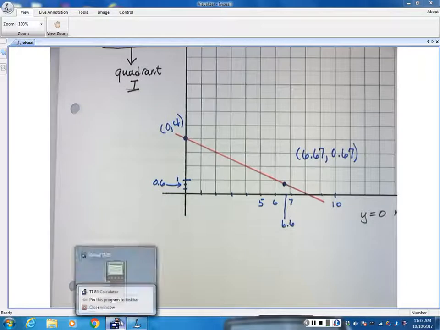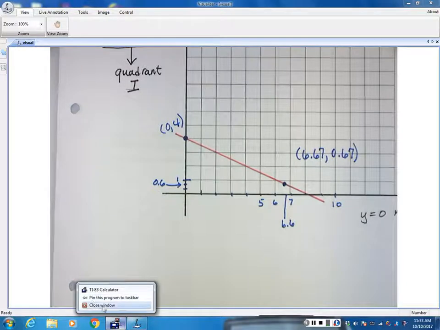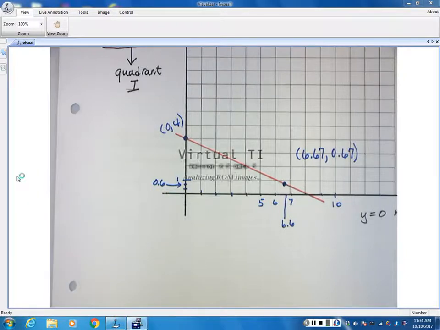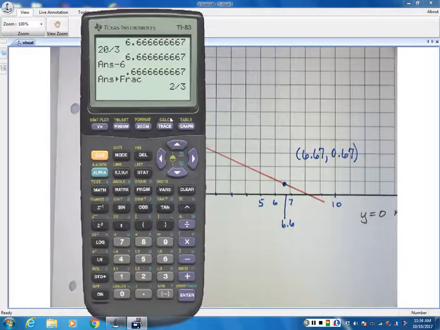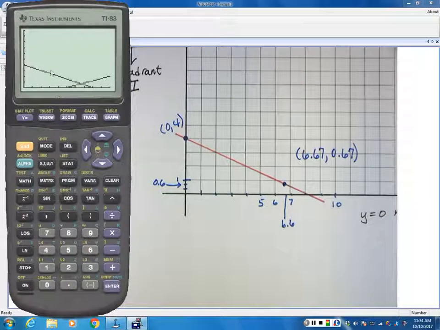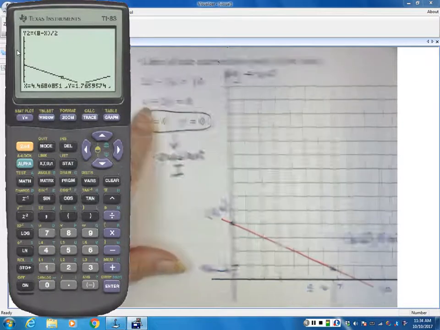Well, apparently I'll have to restart the calculator. Okay. So if I look on my graph, I need to know which line that is, so I'm going to hit my trace button, make sure which one I'm on. Okay, so that's the one that has 8 minus x divided by 2, so that would be the line that looks like this.